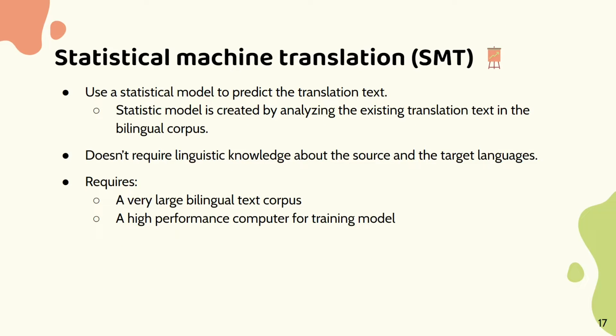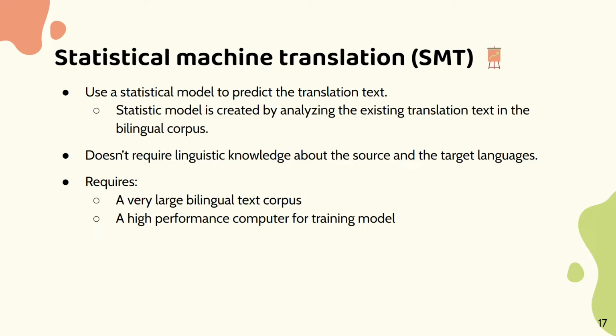The next approach, statistical machine translation, is an approach that uses a statistical model to predict the translation text. So now, instead of writing rules by yourself like a previous approach, we use a statistical model to choose the translation text that has the highest probability of being the translated text of the given source text. The statistical model is created by analyzing the existing translation text in the bilingual corpus, and we can use like Bayes' theorem or hidden Markov model to create this statistical model.